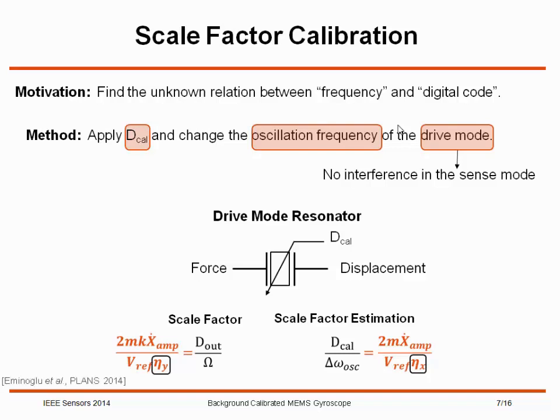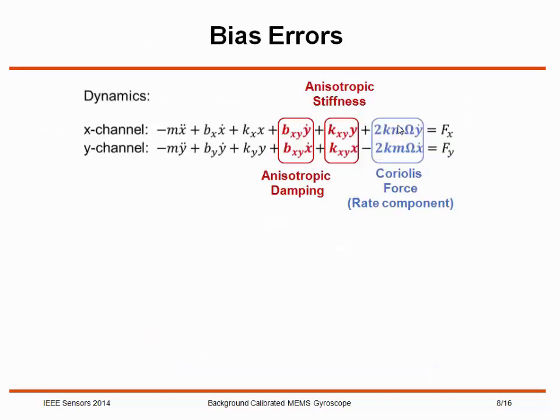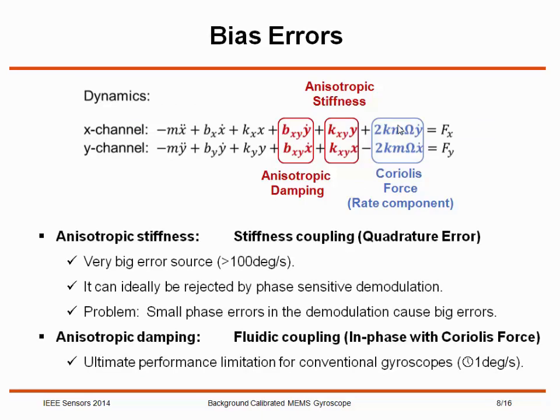So now let's talk about the bias errors. If you are familiar with gyroscopes, there are basically two big error sources. The first one is called anisotropic stiffness, also known as quadrature error. Unfortunately, quadrature error is really big. Sometimes it even exceeds the full scale range. But the good thing is that there is a 90-degree phase difference between the quadrature error and the rate component, which is also known as Coriolis force.